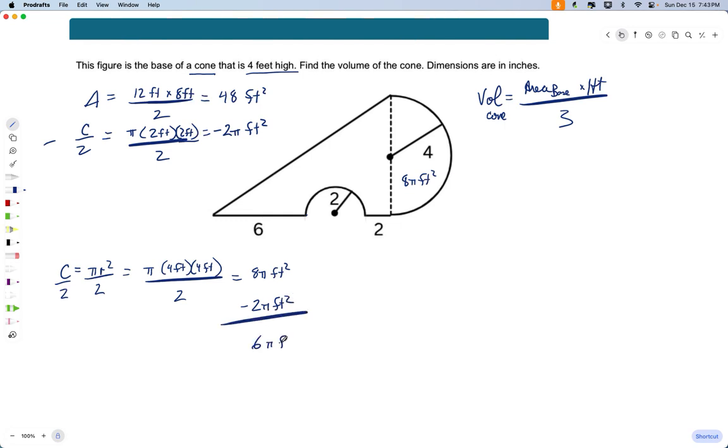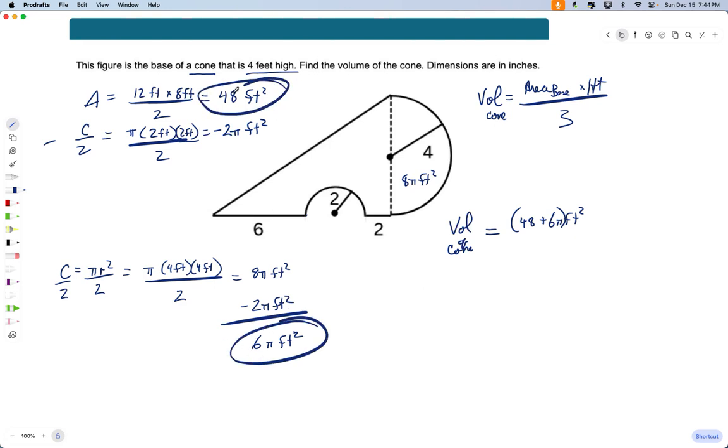So we've got an area of the base, and the volume of the cone is going to be 48 plus 6 pi feet squared, right? Because this was the area and this was the area we took away from this, because those are like terms. Now we're going to multiply that times the height, and the height is 4 feet. And that was given to us right here. And then we divide that by 3. All right, so we're going to multiply 4 times all of these things in here.